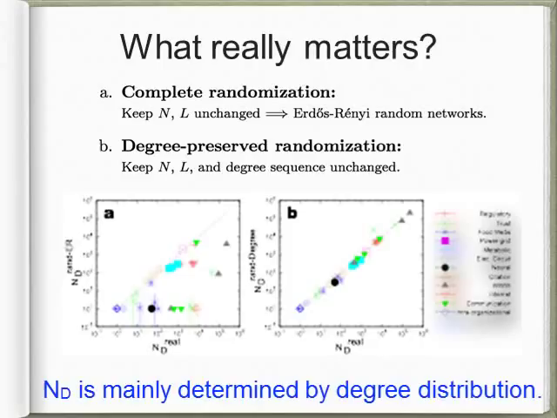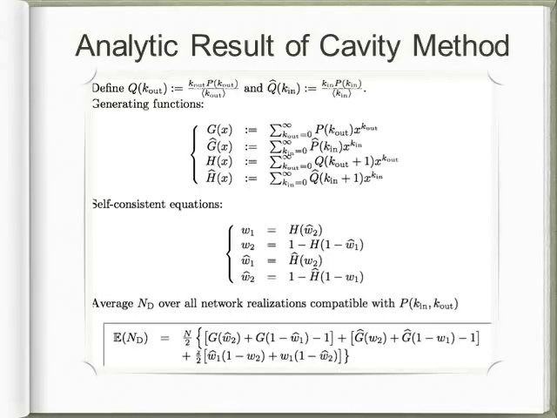This result is not only surprising, but also very powerful in the sense that this allows us to do some analytical calculation using the cavity method developed in spin glass theory in statistical physics. So the basic idea is that we define the generating function for the degree distribution of this network. Then we derive some self-consistent equations. By solving those self-consistent equations, we can calculate the ensemble average number of driver nodes over all the possible network realizations with the same degree distribution. So this is the ensemble average. If you compare analytical results and the numerical ones, they agree well with each other.